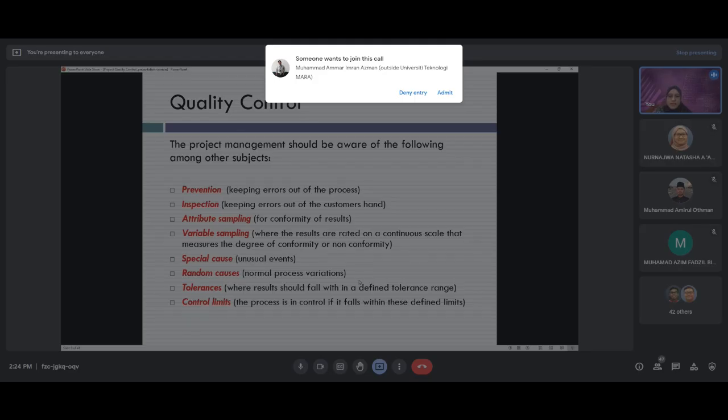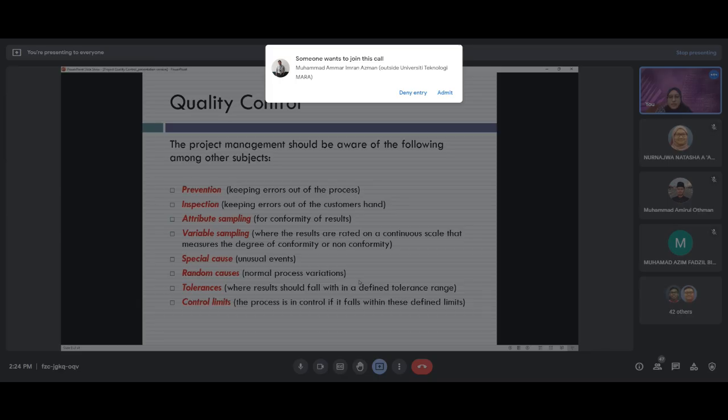Then inspection. Inspection is keeping errors out of the customer's hands. So it means that you have to inspect the building, you have to inspect the product, so that the client or the customer will not have to deal with the defects. Okay, so inspection has to be done in stages. So you have to schedule the inspection sessions, for example.